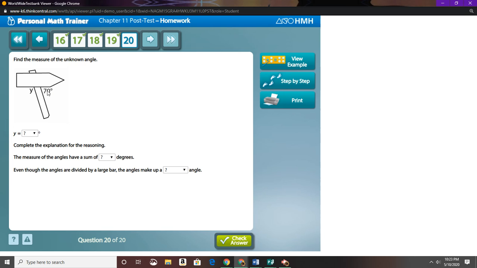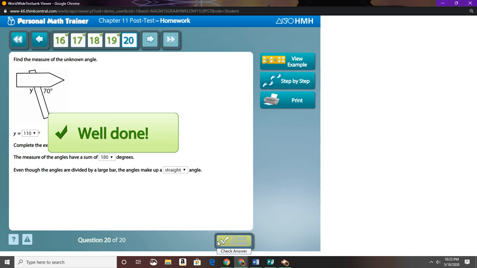Finding the measure of the unknown angle. Even though this stick is in the middle, if I move this over, it's still going to match up. So this is still a 180-degree straight angle, this edge of the sign here. So angle Y would have to equal 180 minus 70, which is 110 degrees. Complete the explanation. Well, the sum of the angles would have to measure 180. Even though the angles are divided by a large bar, the angles still make up a straight angle.